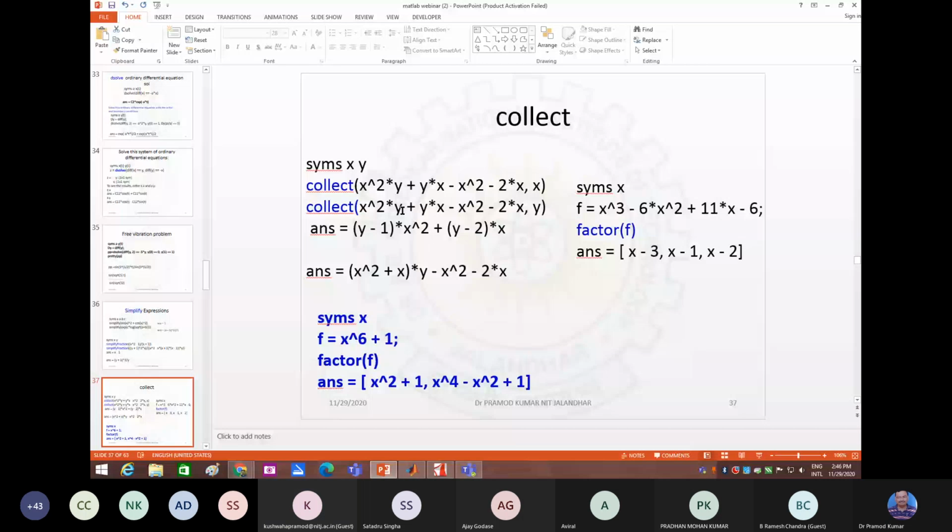Collect here x square plus y. From here x square, and y we want to collect, y is here, y is here. Hence x square plus 1, x square plus x into y, and x square minus x. That is because no y is there in that expression. Similarly, you can see any question and if you want to collect any factors, we can use this one, collect.